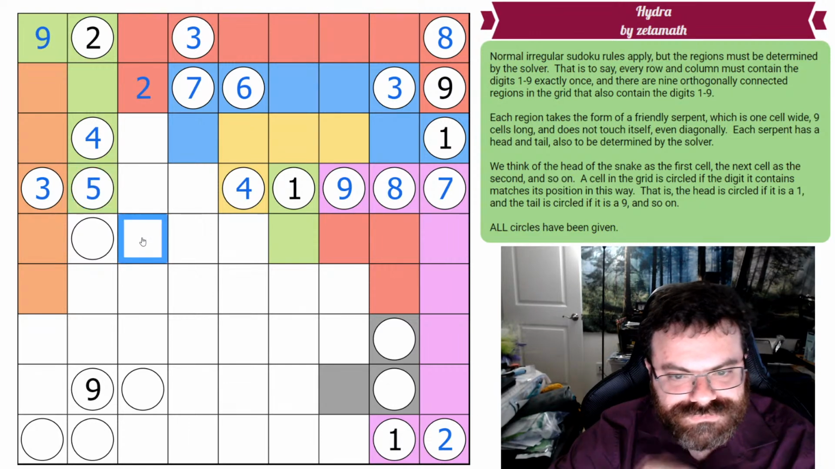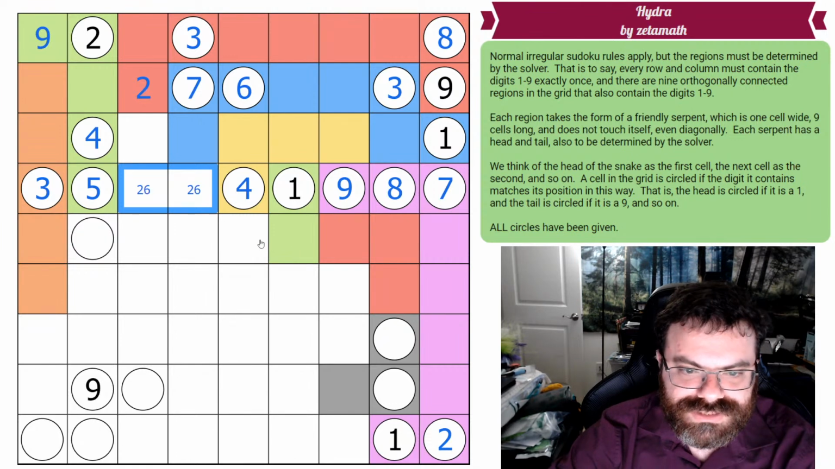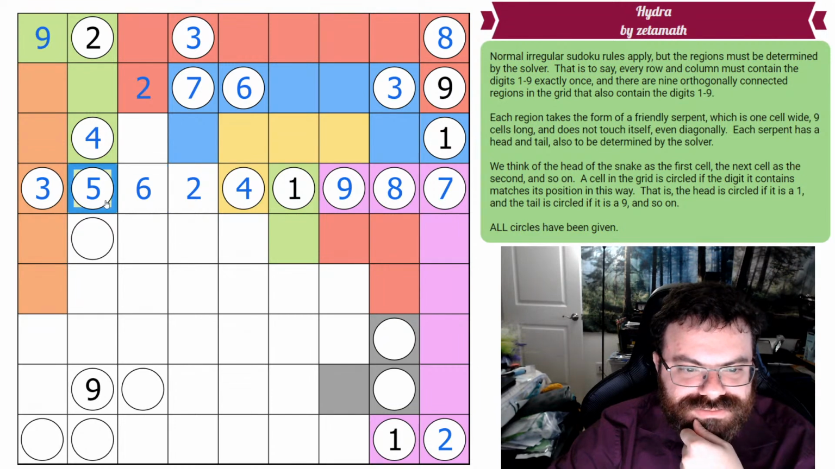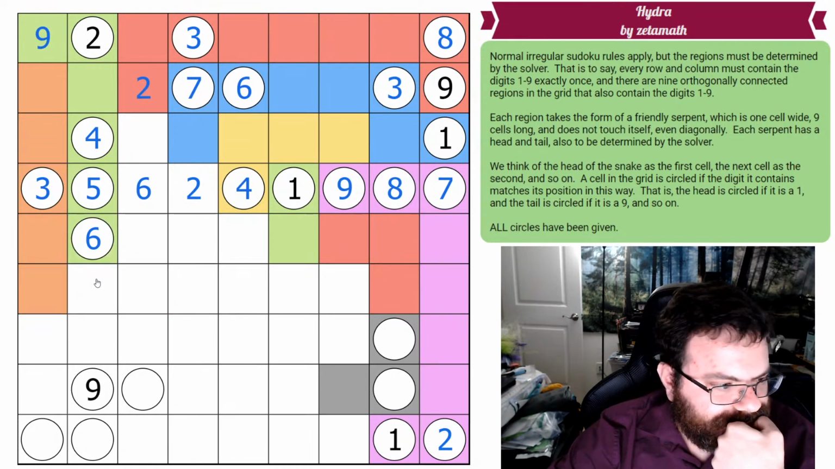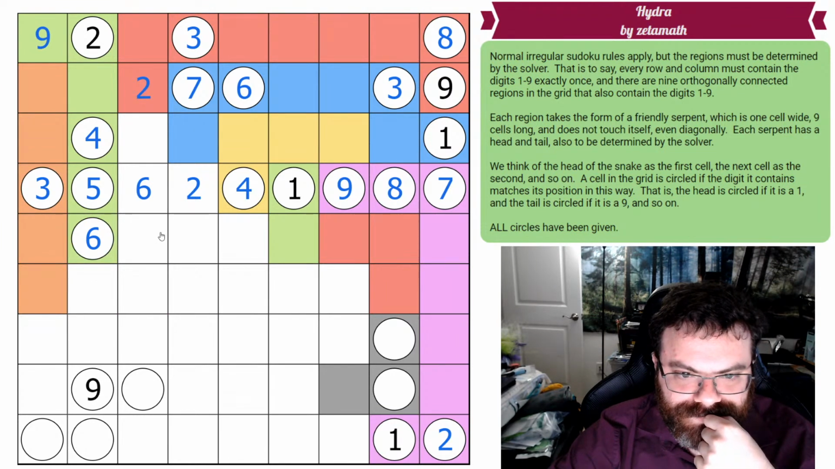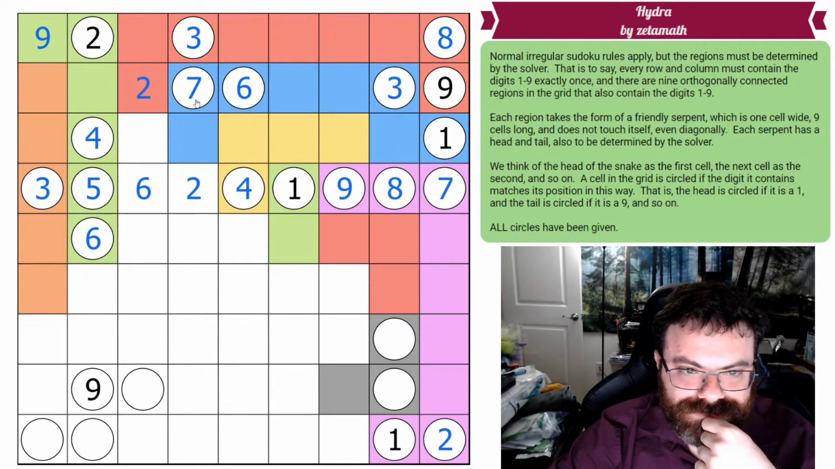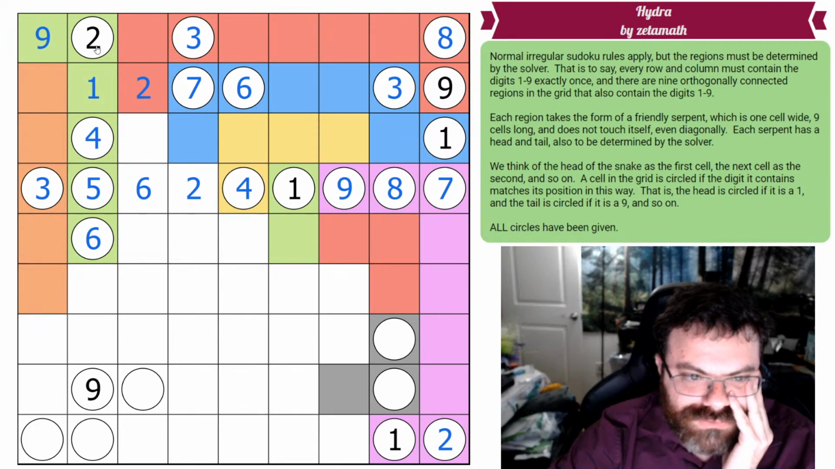And that's a 5. This needs a 2 and a 6. Goes this way. Oh, and that actually blocks green from going there. So this is a 6. Oh no, yeah, this is a 6. Did I lose that one? Sorry. 1, 2, 3.